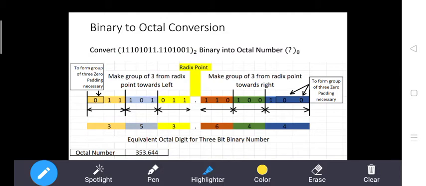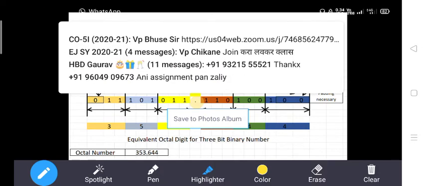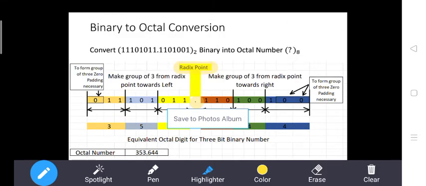While considering any floating number, I always tell that radix point is very important. This is my radix point. Again, here same method. I want to make the group of 3 digits. So on right hand side, I make group of 3. On left hand side, I make group of 3 by keeping radix point at its center.